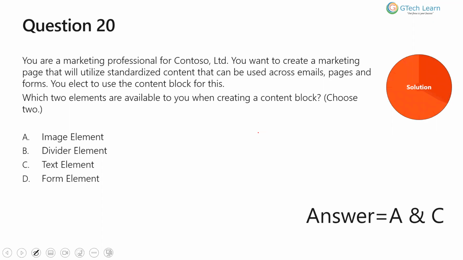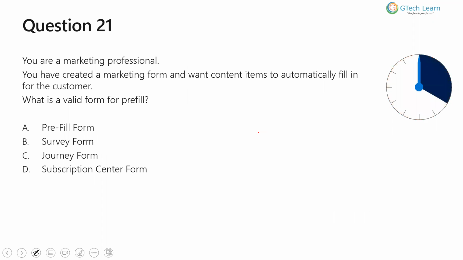Okay, so the correct answer is going to be the image element and the text element. The next question we are having in line is, you are a marketing professional. You have created a marketing form and want content items to automatically fill in for the customer. What is going to be the valid form for prefill? Is it going to be the option A, prefill form? Is it a survey form? Is it a journey form? Is it a subscription center form? Your answers on the chat, and let me start the timer now.